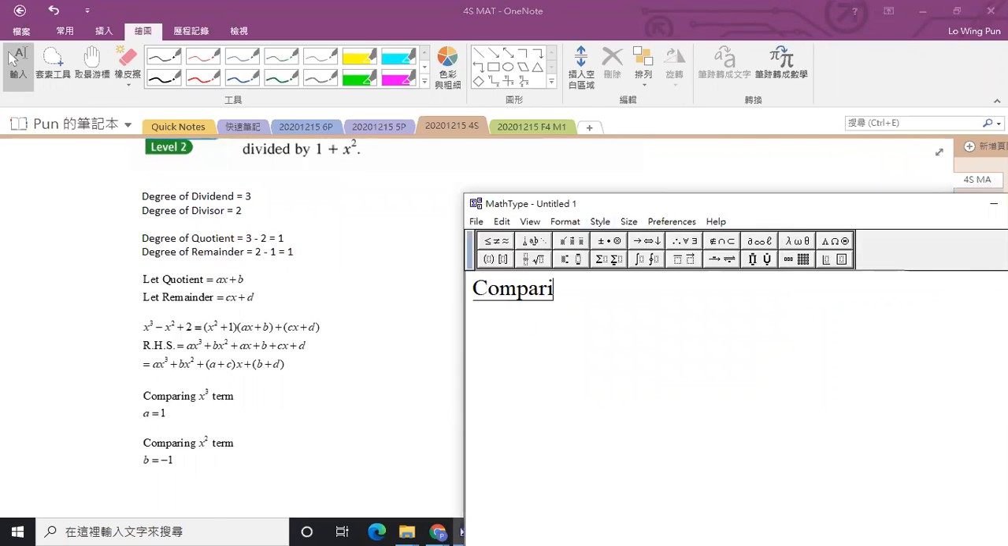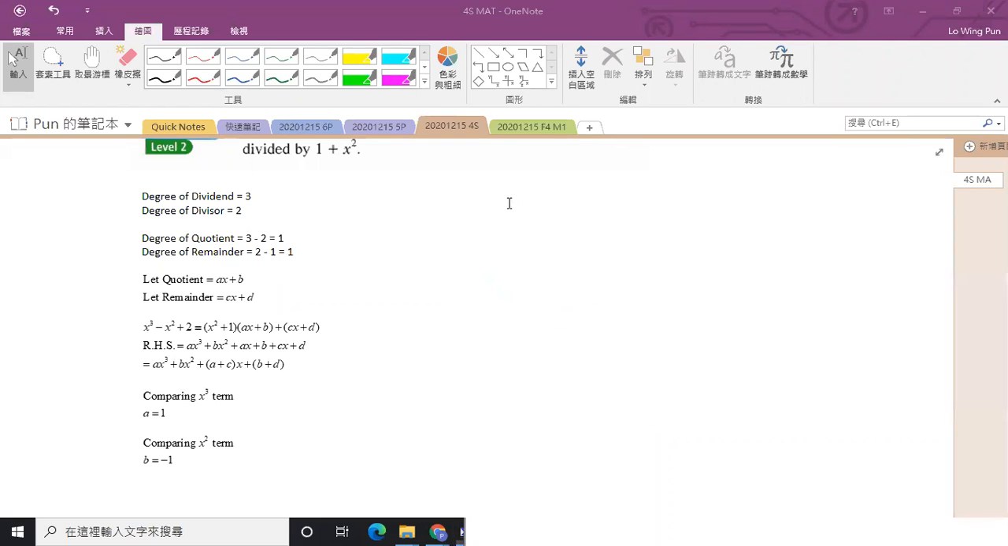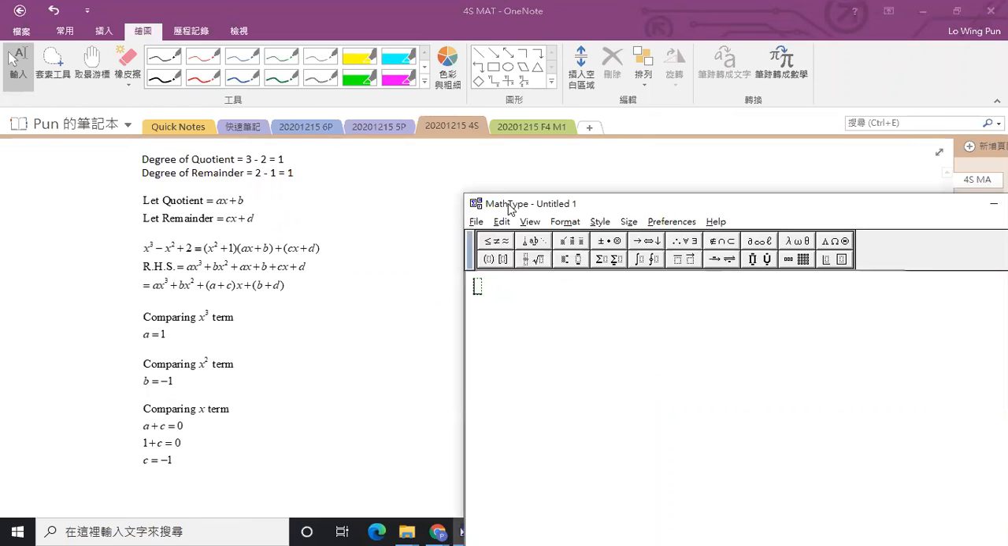And then comparing the x term. Right hand side is a plus c. And the left hand side is 0x, right? Okay, but we have already found that a is equal to 1. So 1 plus c is equal to 0, and c is -1. Get it? Finally, comparing the constant term. Okay, the right hand side is b plus d. The left hand side is +2. But we have found that b is -1, so d is equal to 3.